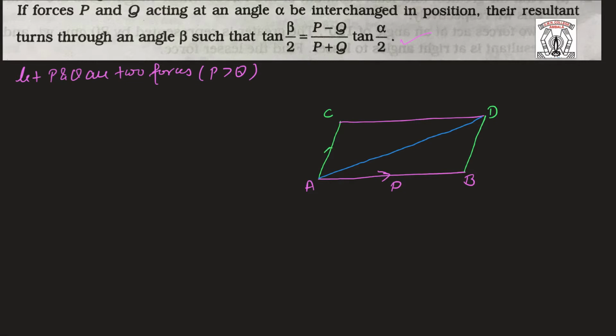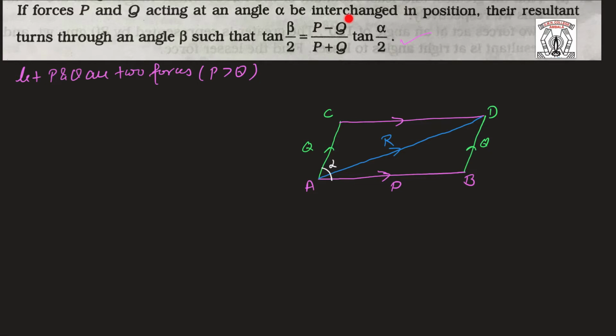Okay, directions are very much clear. This is in this direction, this is in this direction, and this is in this direction. This force is Q, this force is Q, and the angle between them is the resultant R. You see here, P and Q are acting at an angle alpha, the angle between them is alpha. Okay, now what next has been done?